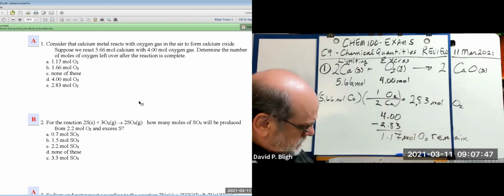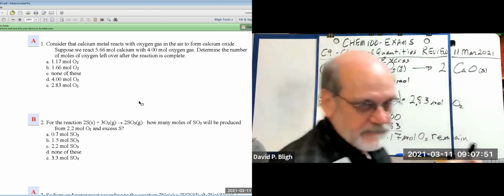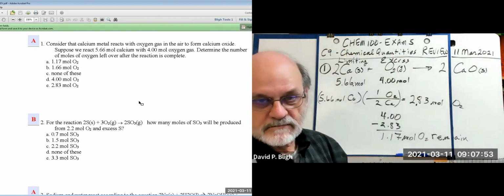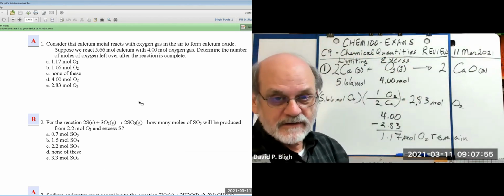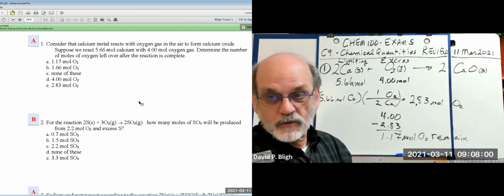Any questions? Some of these word problems give you some useful information that's not on the surface. You have to sort of read into it.